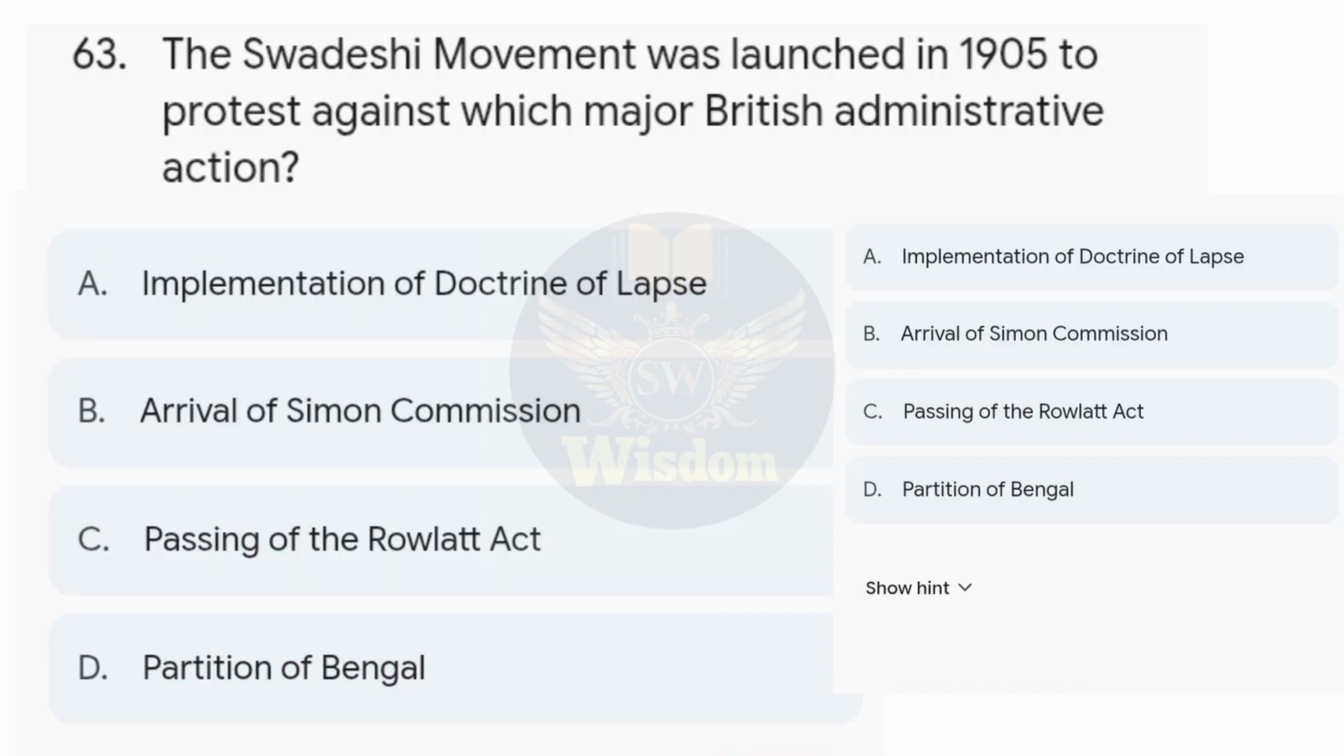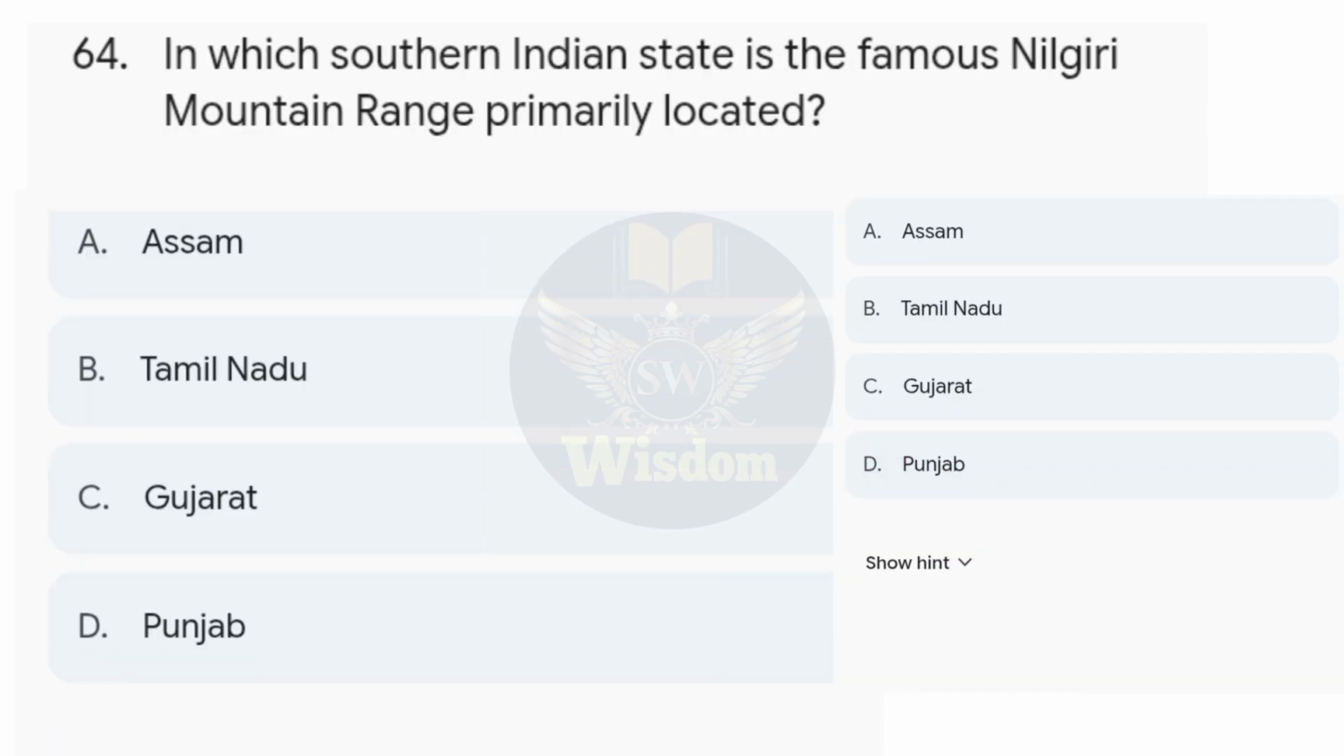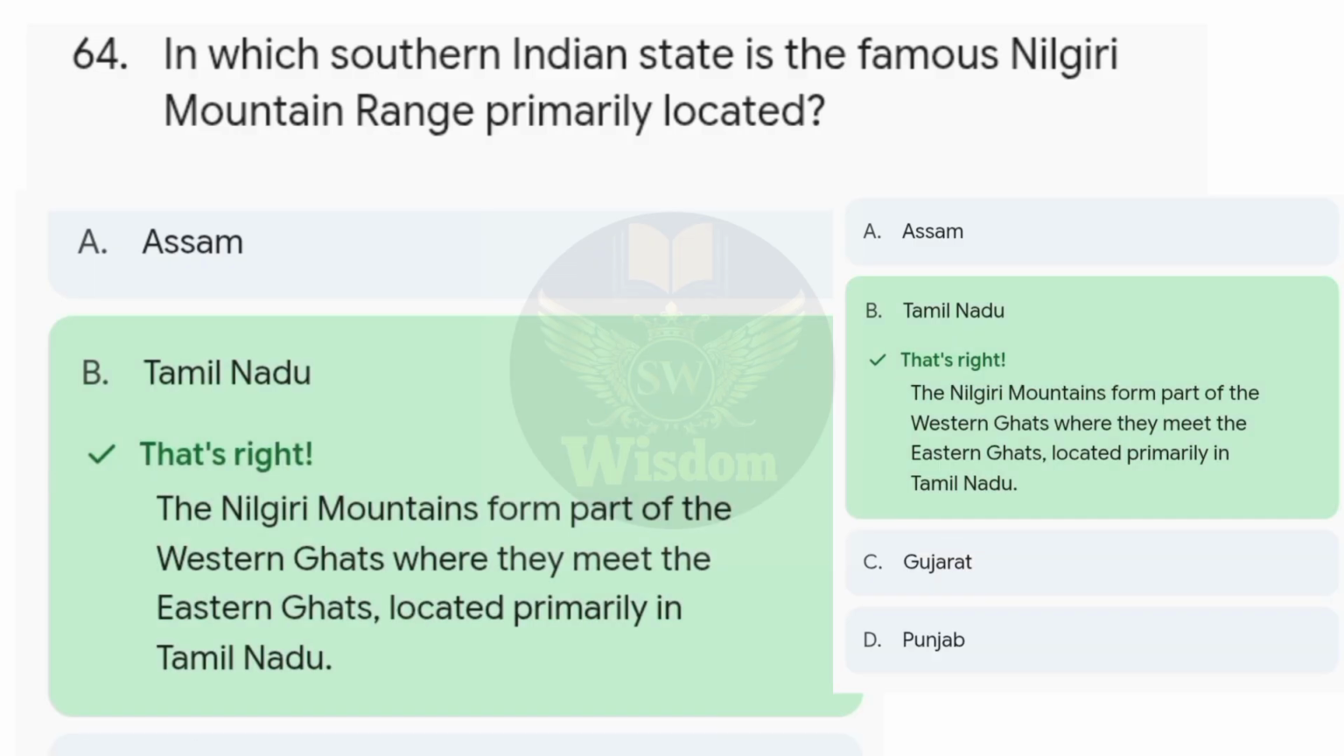Next question. The Swadeshi movement was launched in 1905 to protest against which major British administrative action? The correct answer is option D, partition of Bengal. Next question. In which southern Indian state is the famous Nilgiri mountain range primarily located? The correct answer is option B, Tamil Nadu.